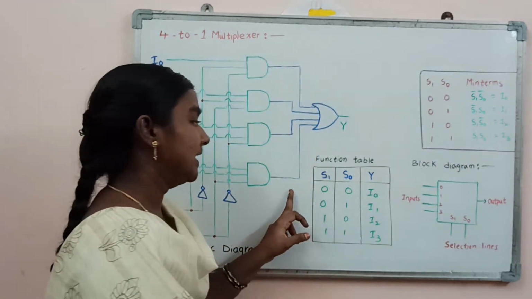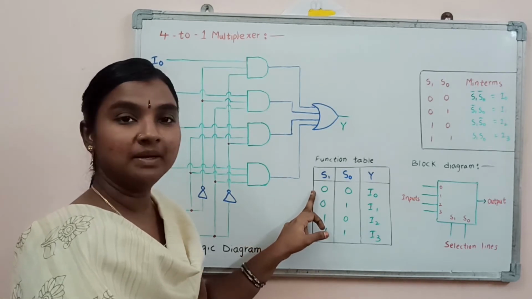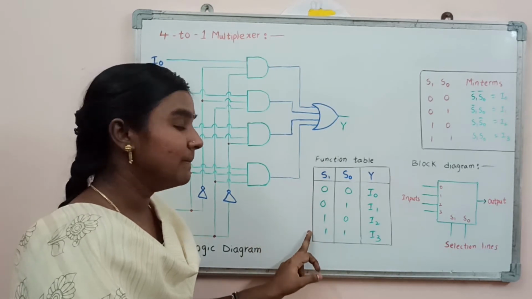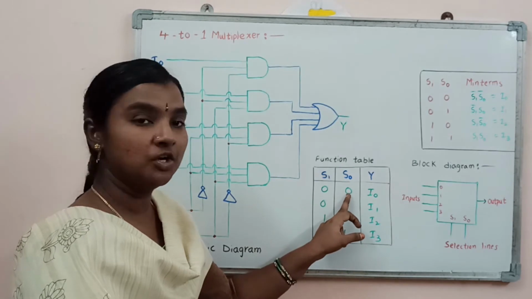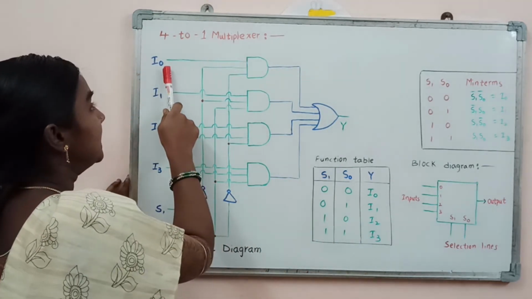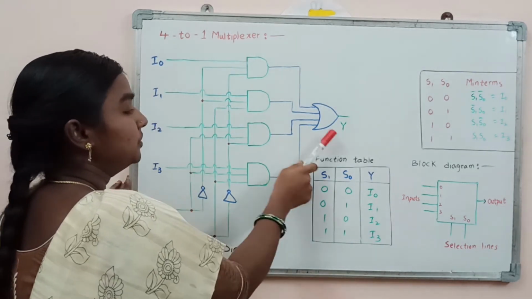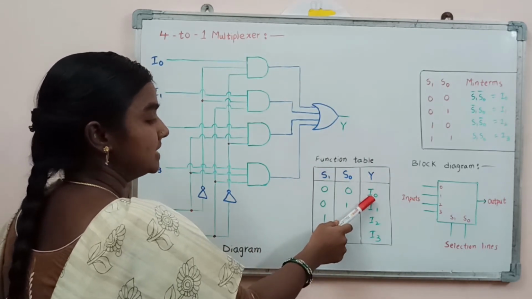Now coming to the working operation of this 4 to 1 multiplexer, this is the function table regarding the 4 to 1 multiplexer with 4 possible binary combinations. If the selection lines have the 0, 0 binary combination, it is going to select the I0 input and pass this I0 input to the output side. So the output Y is equal to I0.